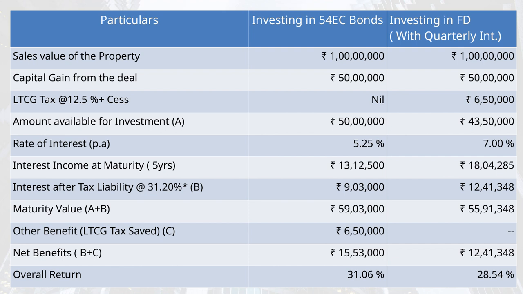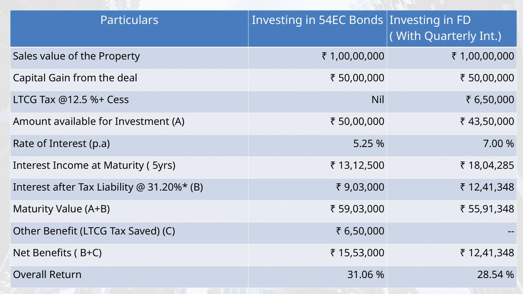When we add the initial investment to the interest earned, the maturity value totals about 59,03,000 rupees for bonds and 55,91,348 rupees for fixed deposits. Another key benefit of the 54 EC bonds is the LTCG tax saved, which amounts to 6,50,000 rupees, adding to the overall benefit. When we combine the net interest income with this tax saving, the total benefits come to around 15,53,000 rupees for bonds versus about 12,41,348 rupees for fixed deposits.